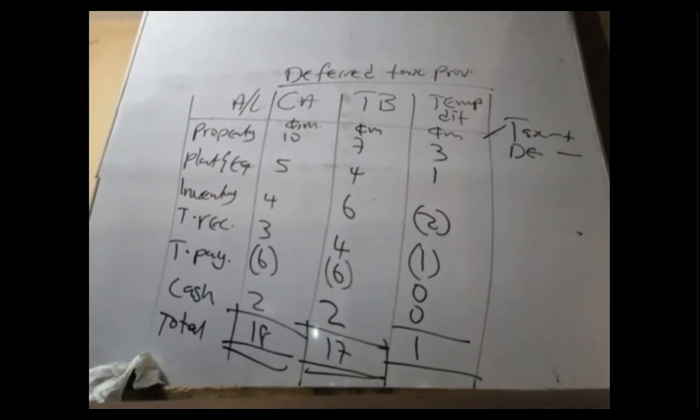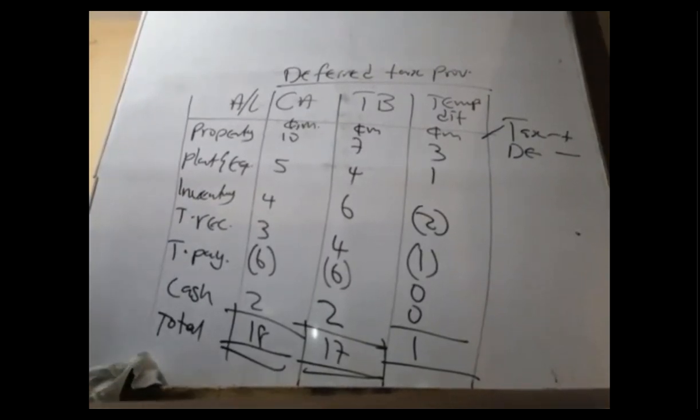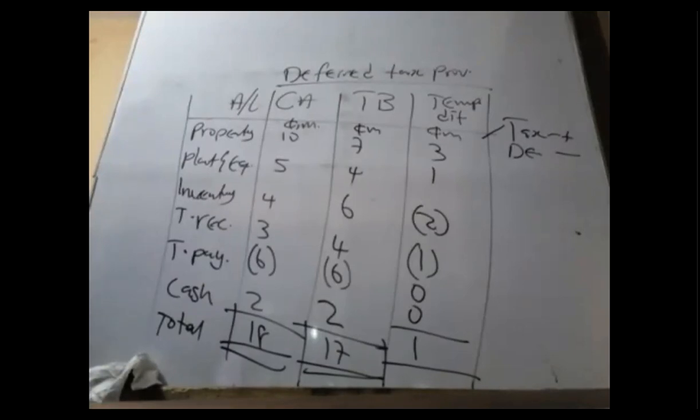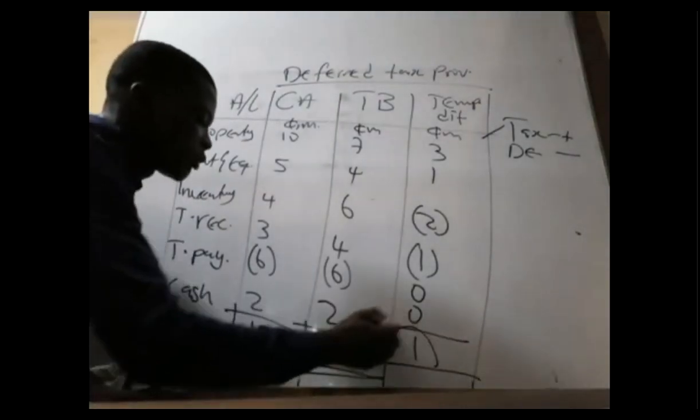So what will be the deferred tax provision? Kindly calculate, the formula is missing. Deferred tax provision. Have you seen? Today I've done well, solved almost all the questions. So it's your turn now to do the deferred tax provision. Now let's continue. If the tax rate is 30%, then we can calculate the deferred tax provision as follows. You just have to multiply the 1 million by the tax rate.